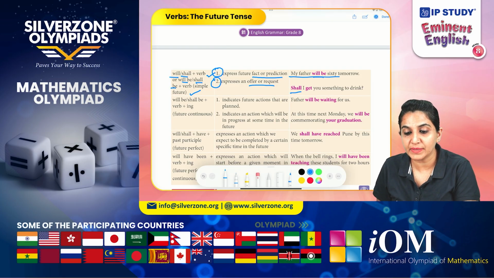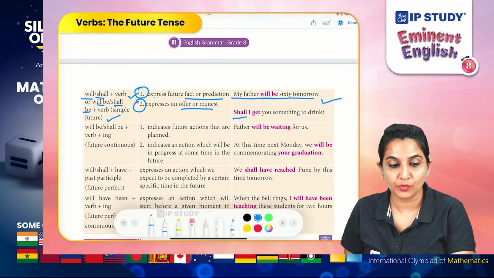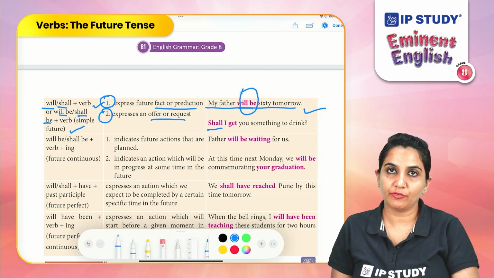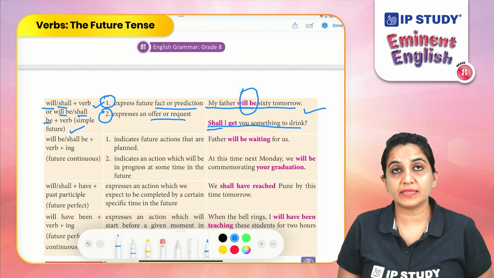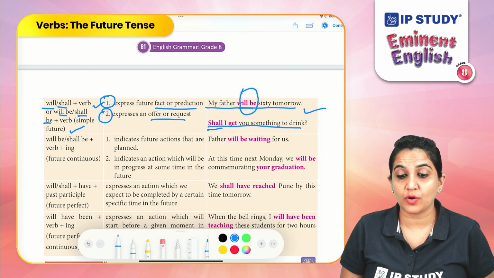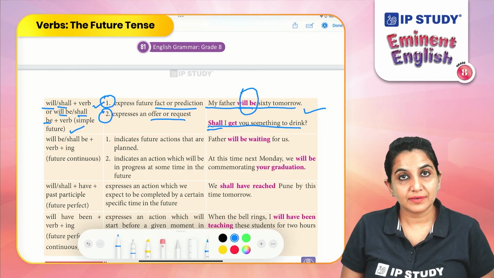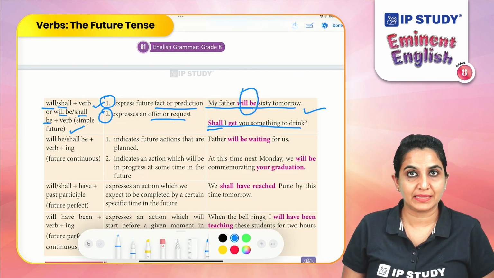My father will be 60 tomorrow. Now this is a future fact. For that we always use the will be form of the verb. Shall I get you something to drink? This is a kind of request or an offer. So we use shall with the verb to express an offer or a request in the sentence.